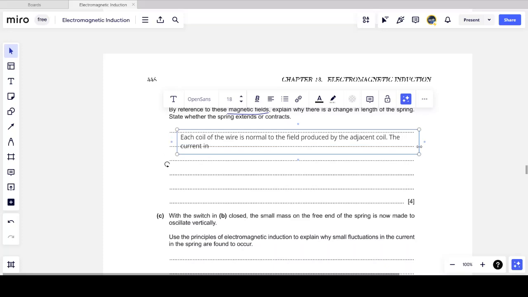The current in each coil then experiences a force due to this field, due to the magnetic field, to be more specific. And what we know is that this force is perpendicular to the field and to the current. And Fleming's left-hand rule can tell us this.